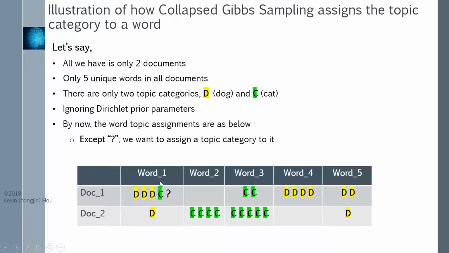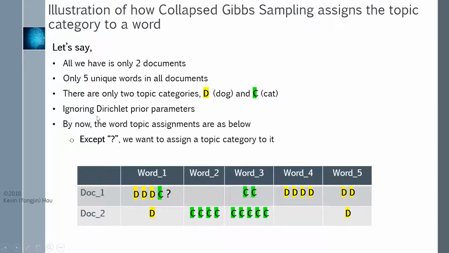And when we combine the 2 documents, to make it also simple, we only have 5 unique words, and they're here: word 1, word 2, 3, 4, 5. We only have 5 of those. And also in this simple example, we assume there are only 2 topic categories: the yellow D for dog and the green C for cat. So we only have 2 topic categories.